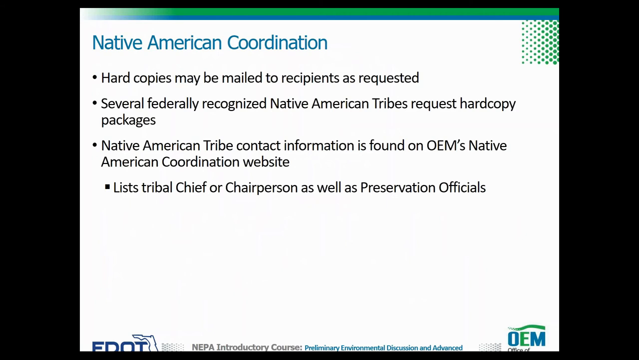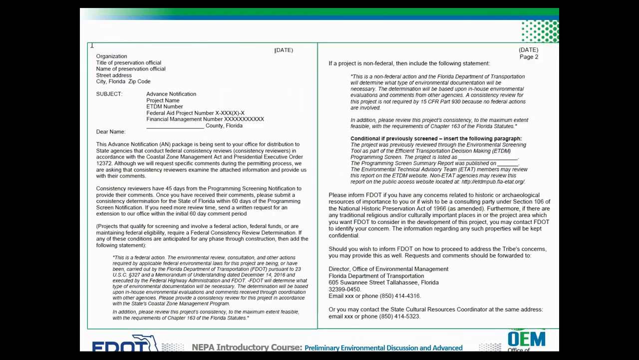For instance, several federally recognized Native American tribes request hard copy packages be mailed to a specific location. Mailing information for Native American tribes, such as details, addresses, and tribal preferences, can be found on OEM's Native American Coordination website. The website includes a list of the tribal chief or chairperson, as well as the tribal historic preservation officials. A link to this website is found on the resources page of this CBT.